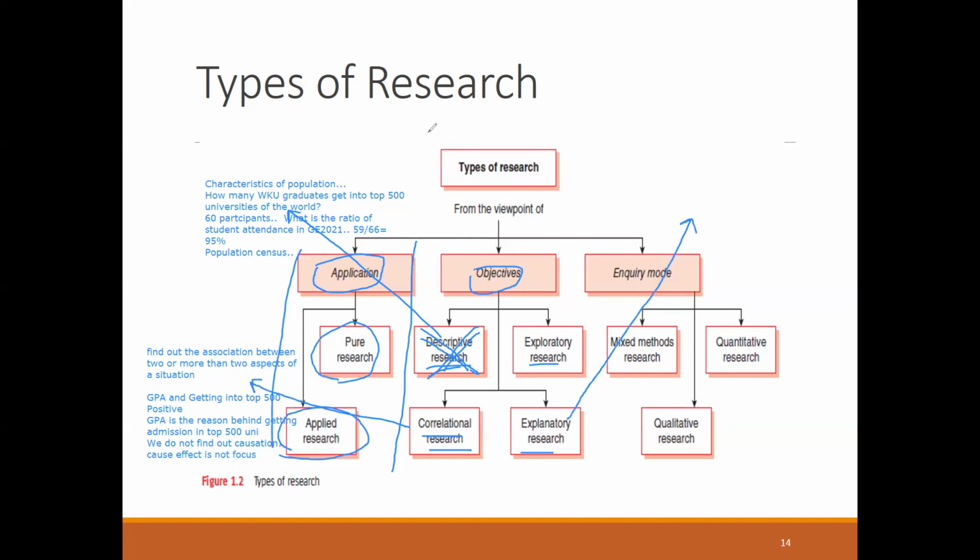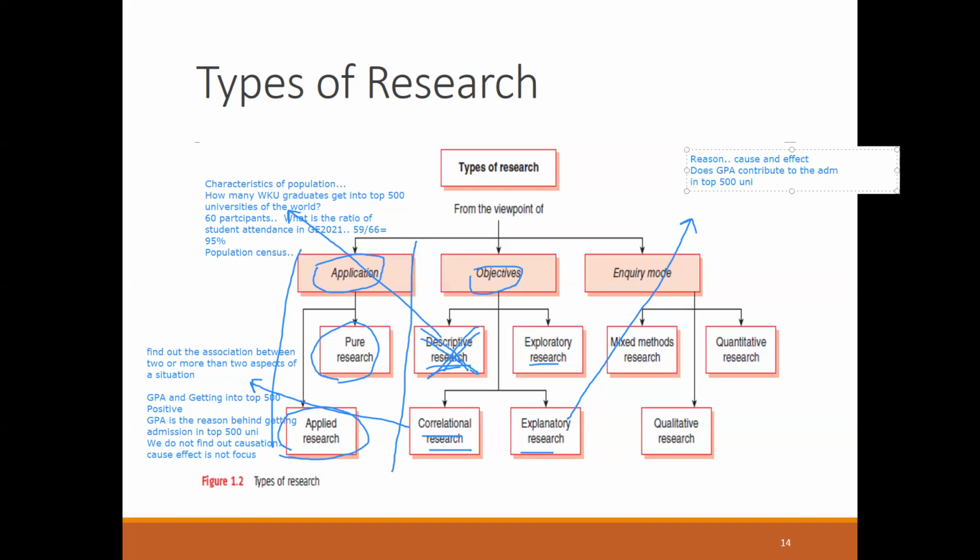So in explanatory research, we try to find out the reason. We try to find out the cause and effect. For example, we are trying to find answers to questions like, does GPA contribute to admission in top 500 universities? So we try to find out the reason.